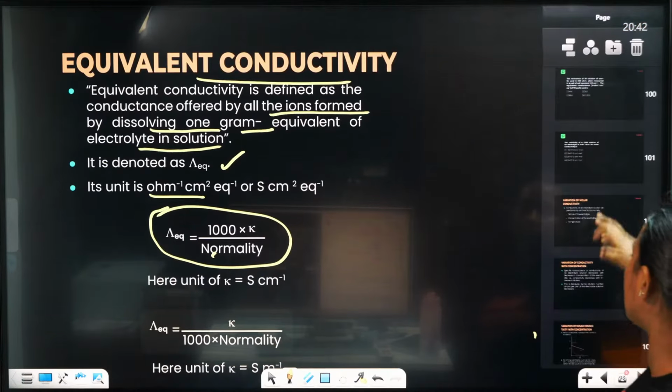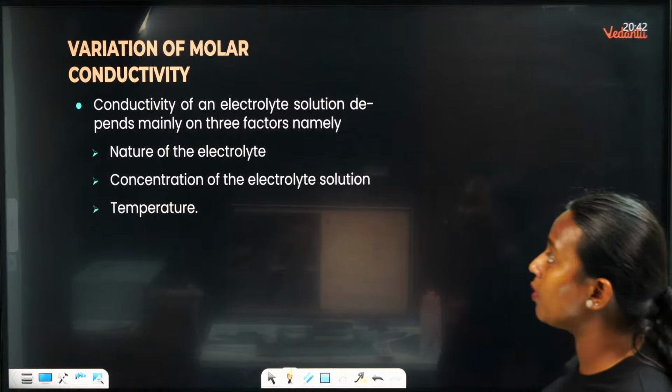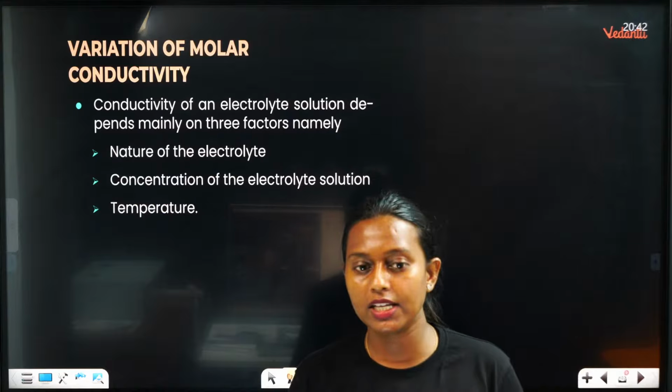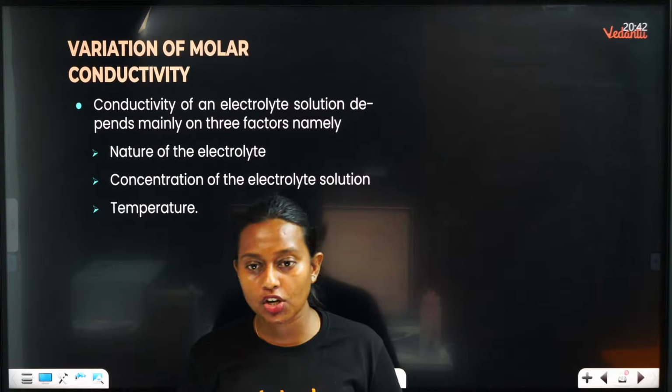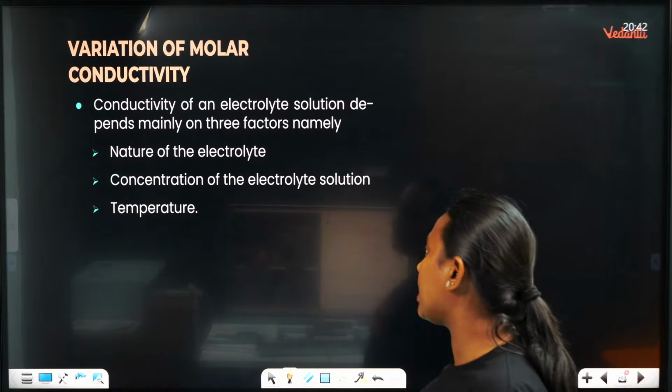And related to this, you can see lots of questions are there. Then we are moving to variation of molar conductivity. So guys, ready? Variation of molar conductivity.